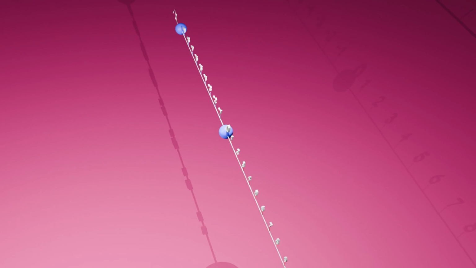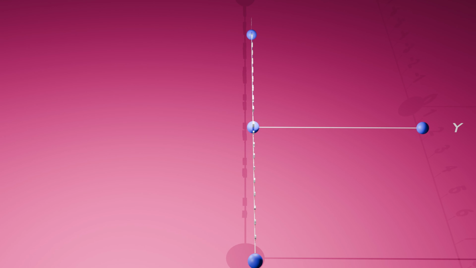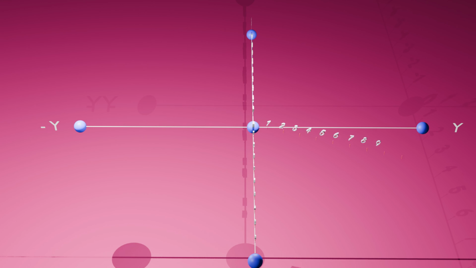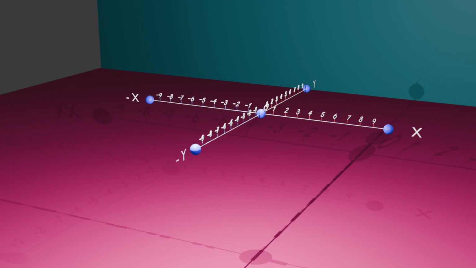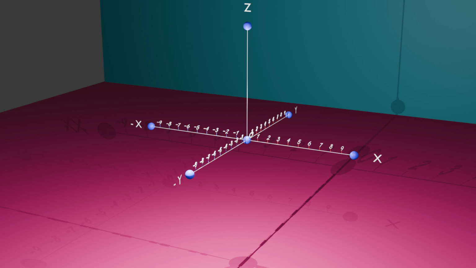We are not limited to just one axis. We have another axis called the y-axis, and it also contains positive and negative numbers. We also have another axis which is called z-axis, which also has positive and negative numbers. Now we have created a 3-dimensional number line which is also called 3D space.